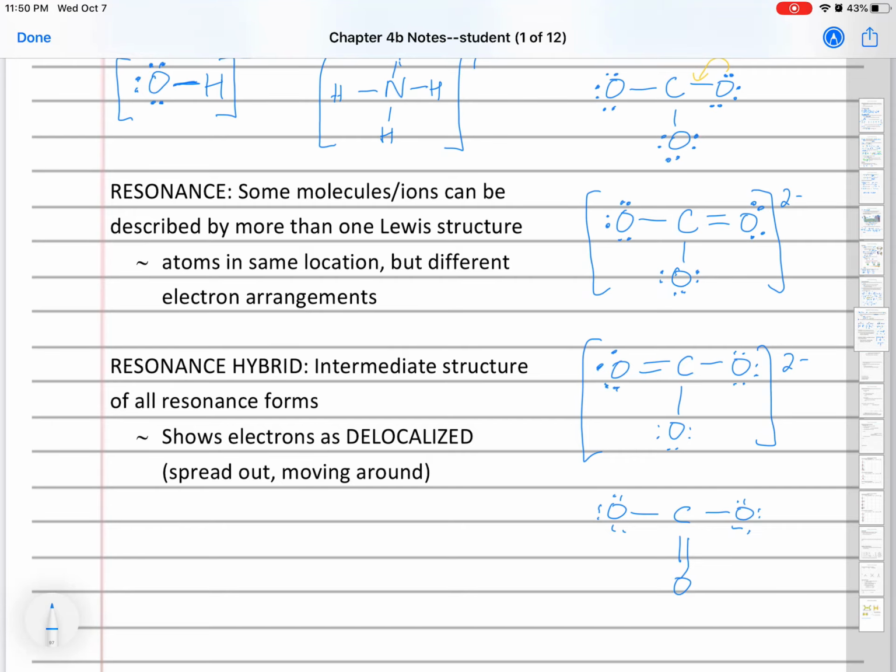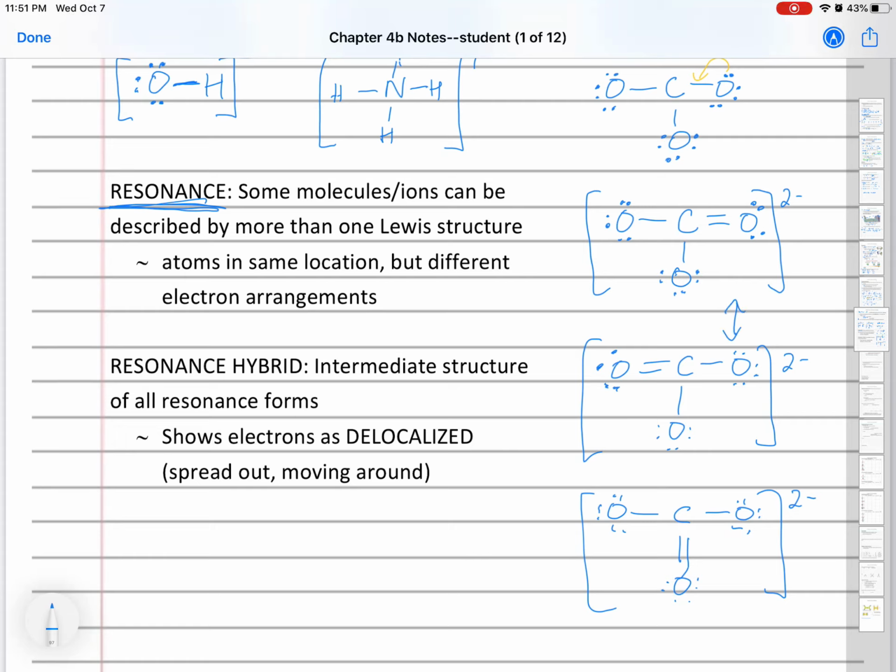All right, so all of these would be correct answers for the Lewis structure, but they also are actually all existing in reality. So these different forms of the same molecule are called resonance structures. Some molecules can be described by more than one Lewis structure. You could put the double bond on oxygen 1, 2, or 3. So the atoms are all in the same location, but the electrons are in different locations. We just moved that double bond around.